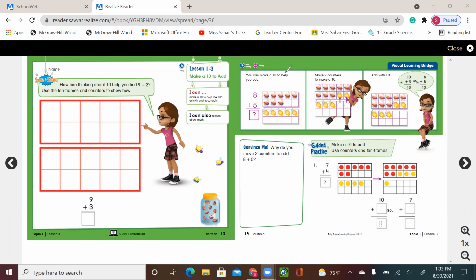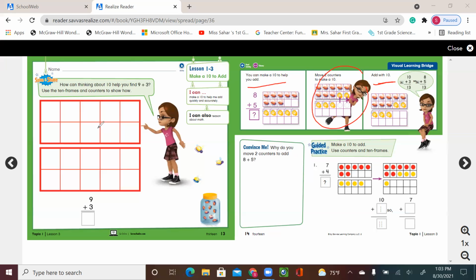All right, let's see page 14. You can make a 10 to help you to add. So this is what we're reading. So what we have, 8 plus 5. So what we need to do, make 2 counters to make a 10. So these are the 10 frames. Then add with 10. That will help you to get your answer easy and accurate. All right. Convince me. Why do you move 2 counters to add 8 plus 5?